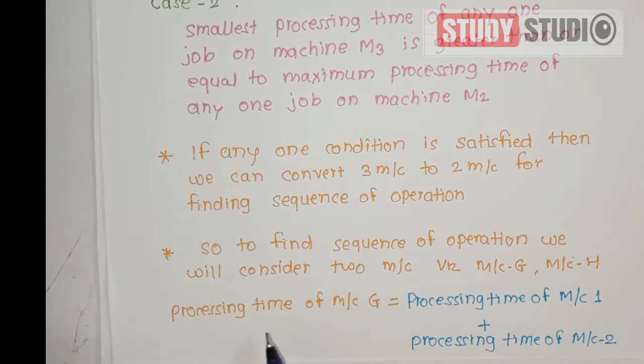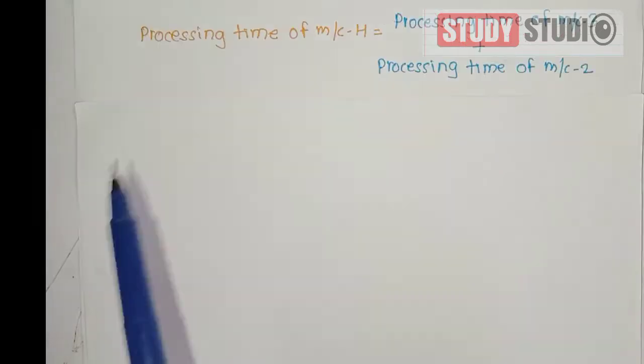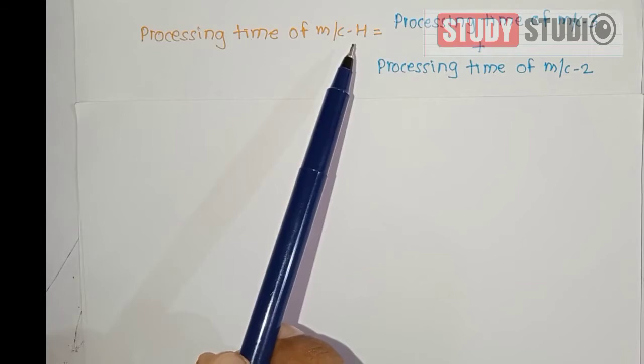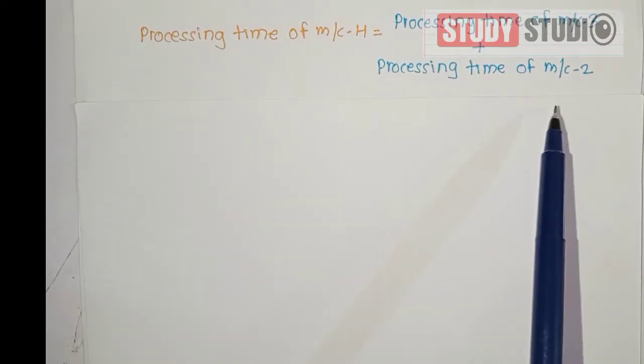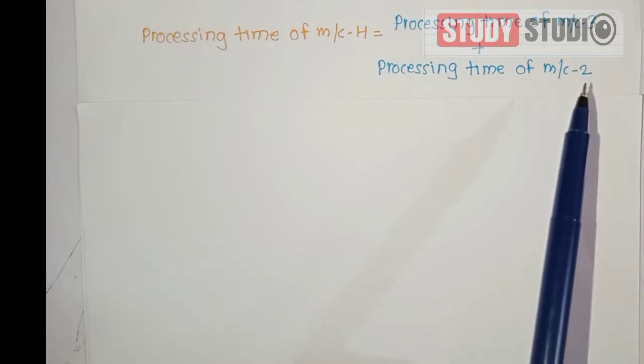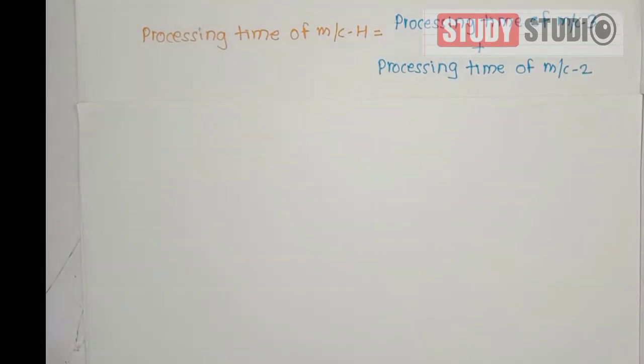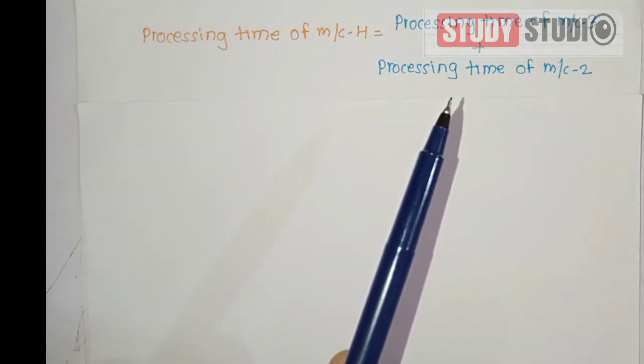Now we'll find out the processing time of machine G. How to find it? Processing time of machine G is equal to processing time of machine 1 plus processing time of machine 2. So we'll go for this step only if any one of the cases matches. Then to find the processing time of machine H, we'll have the processing time of machine 3 plus processing time of machine 2. So in this way we will convert the 3 machine problem into a 2 machine problem to find out the sequence of operation. This we'll try to understand with one example.